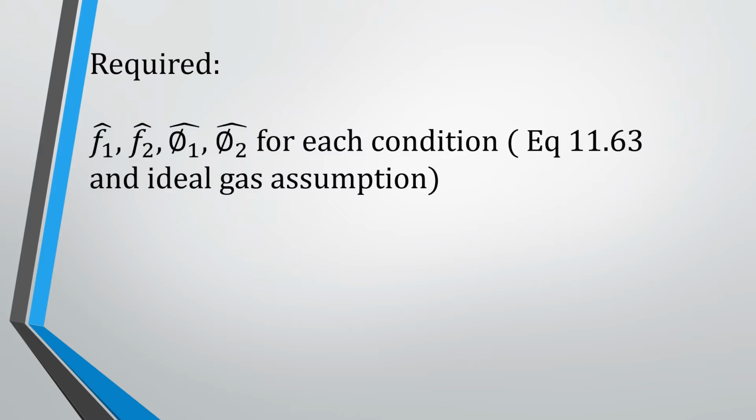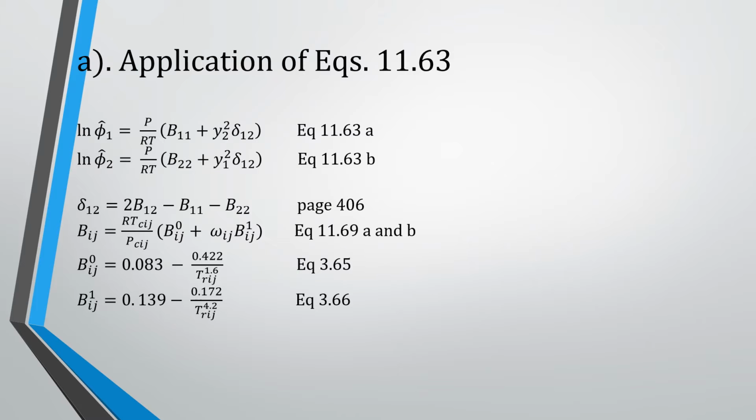We are required to find the fugacity of species 1 and 2 in the solution, and the fugacity coefficient of species 1 and 2 in the solution. So applying equation 11.63 in order to find the required items, we will use this formula which is given from our textbook. In here, we can solve for the fugacity coefficient of each species in the solution.